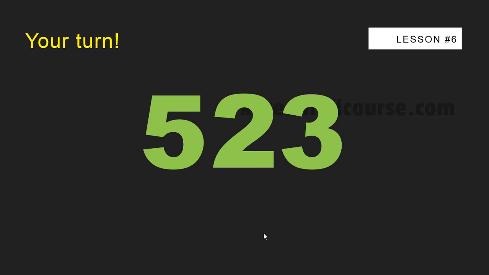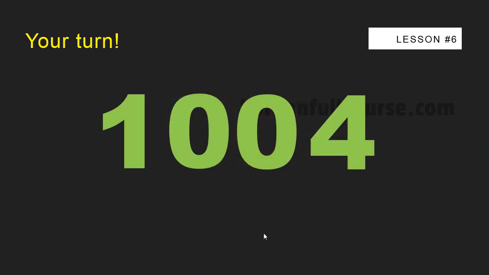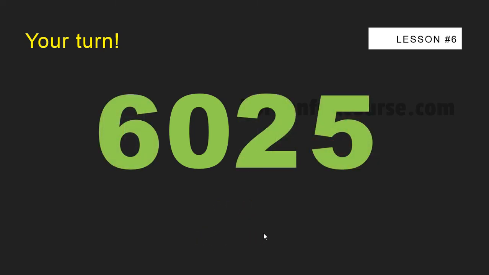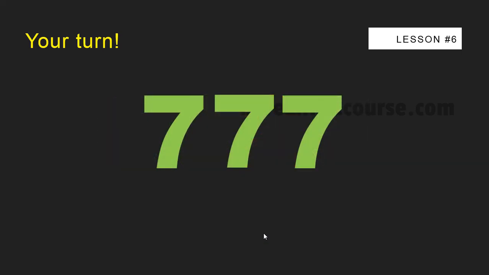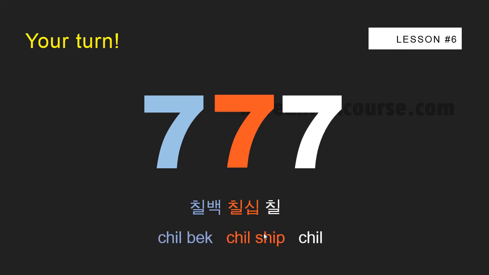Okay, how would you say 523? 500 is obek, 20 is isip, and 3 is sam. The next number is 1004. 1000 is chon, not ilchon. And 4 is sa. So 1004 is chonsa. The next number is 6025. If you can't solve it, learn the numbers again and come back. So 6000 is yukchon, 20 is isip, and 5 is o. 6025 is yukchon isipo. How about this number? 7 is chil, so 700, 70, 7. Chilbek chilsip chil.